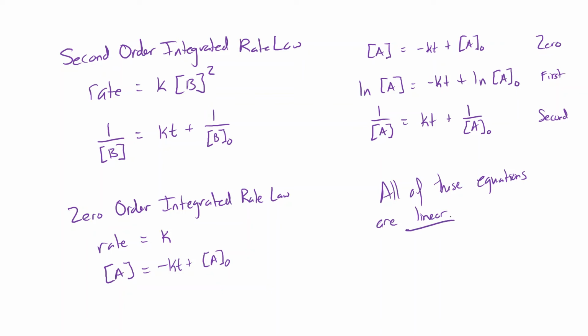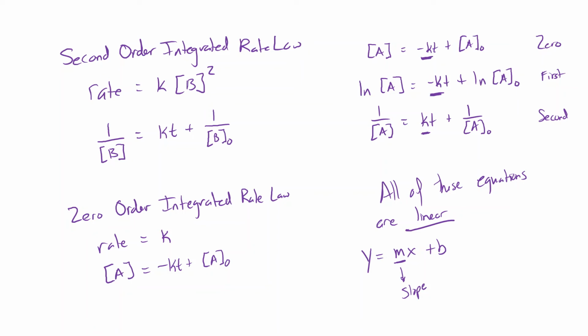Right? So if we go back to algebra, the format of any linear equation is y equals mx plus b, where m is our slope. So if we graph these integrated rate laws, whether it's zero order, first order, or second order, the slope of each line is going to be k, or in some cases, negative k. And so this is another way that we can find a value for k.